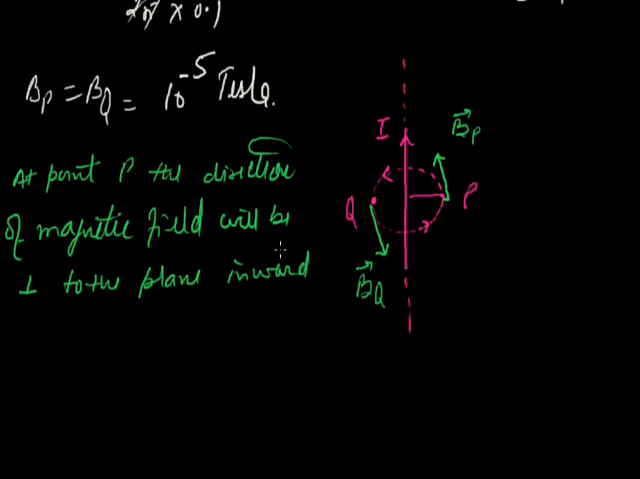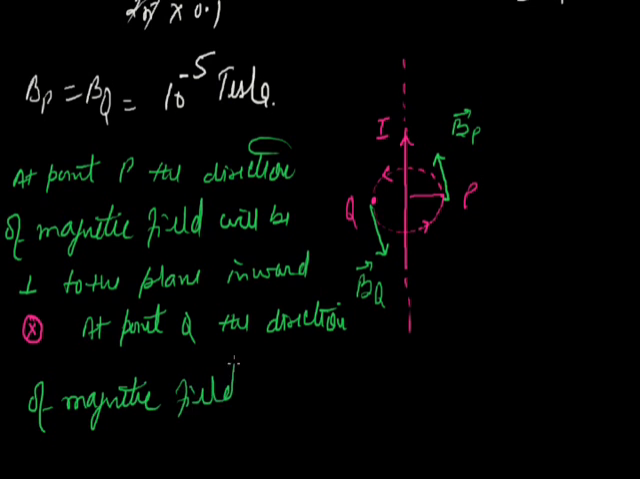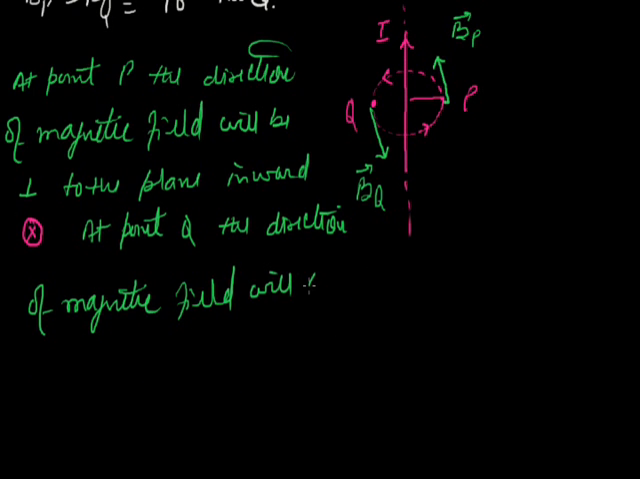Here it is considered that the wire is placed on the paper board. Inward is denoted by this cross sign. It shows the magnetic field produced perpendicular to the plane inward. This way, at point Q, the direction of magnetic field will be perpendicular to the plane outward. Perpendicular to the plane outward is denoted by the symbol dot this way. So the direction of magnetic field is perpendicular to the plane outward.